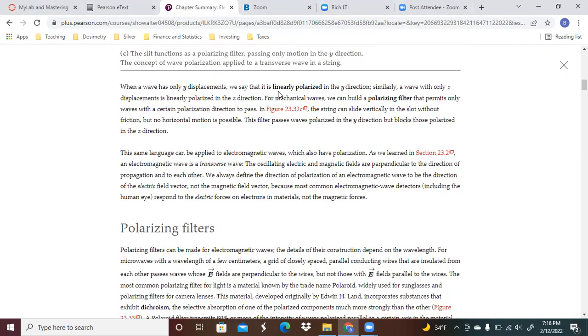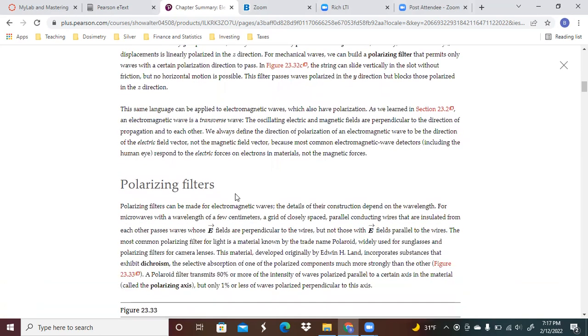So when it only has y displacements, we say it's linearly polarized in the y direction. If it's in the z direction, it's linearly polarized in the z direction. So for mechanical waves, we can build a polarizing filter that permits only waves with a certain polarization to pass through. And that's what you just saw. The string can slide vertically in the slot without friction, but no horizontal motion is possible.